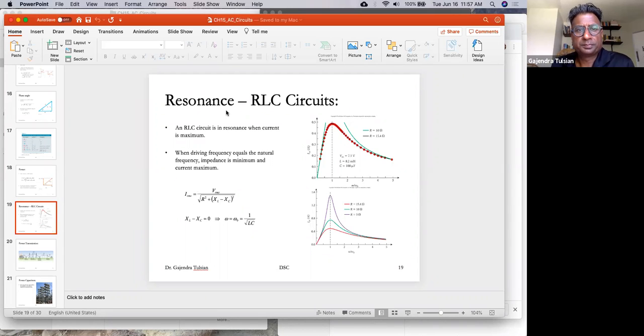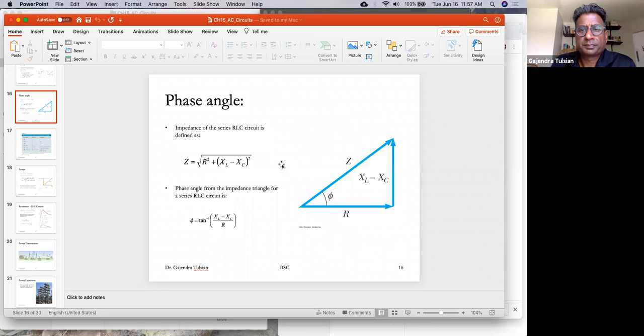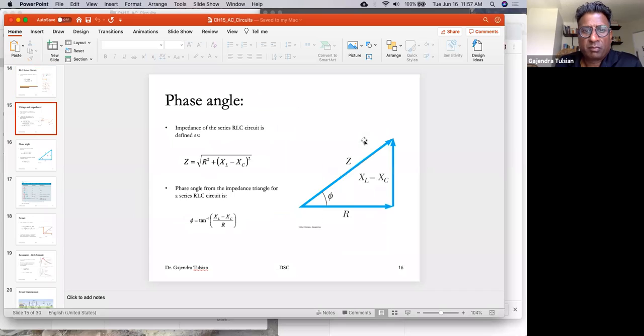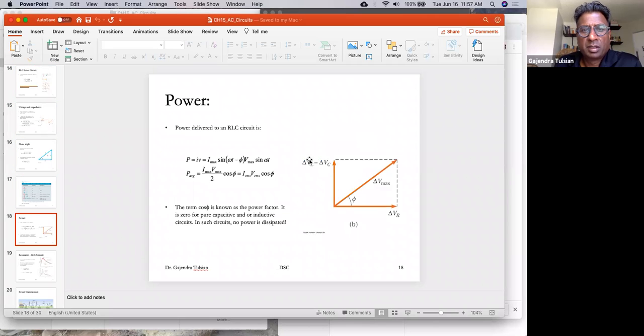All right, so we'll talk about resonance in a series RLC circuit. Here's a series RLC circuit, and what we are going to talk about is when maximum power is delivered to this circuit. From this expression, you know that maximum power is delivered when phi is 0.